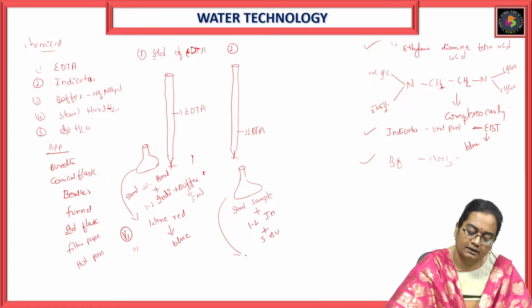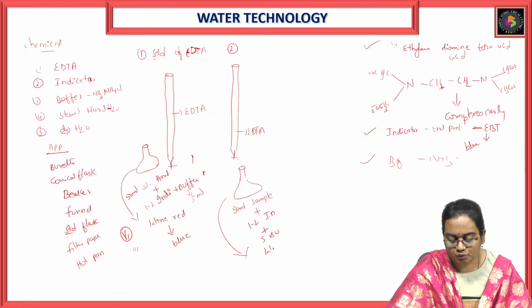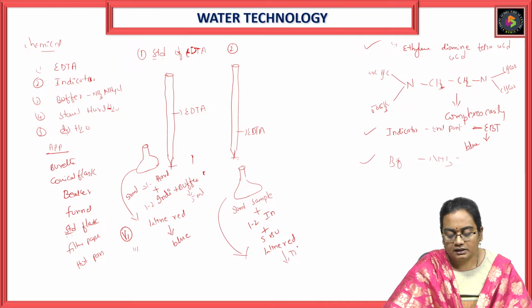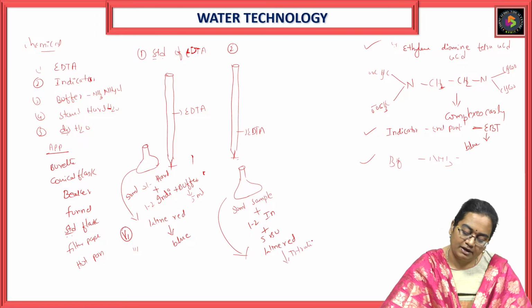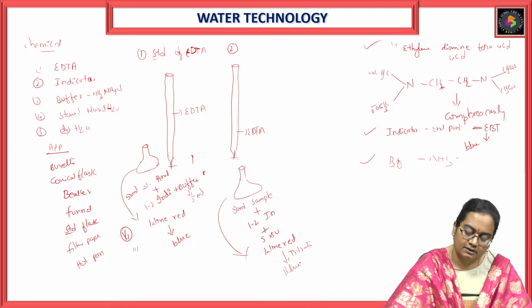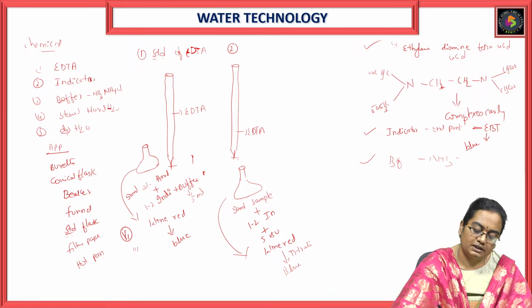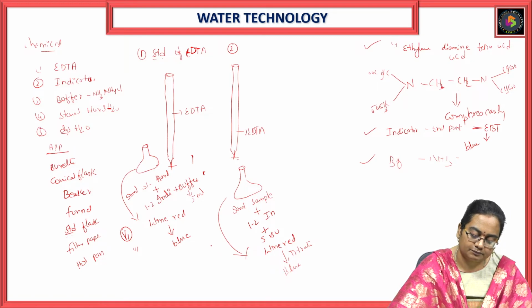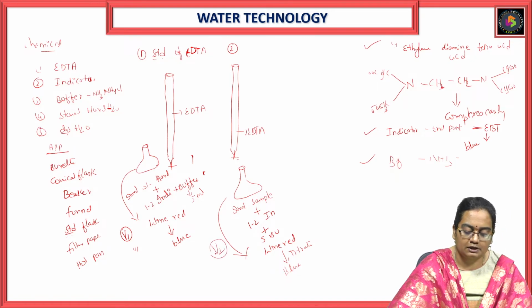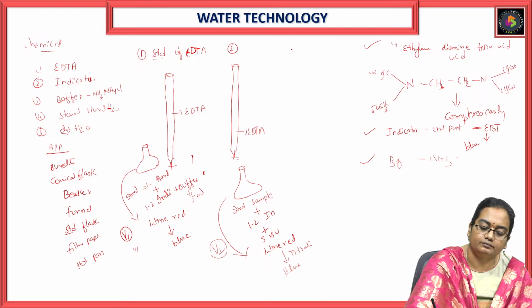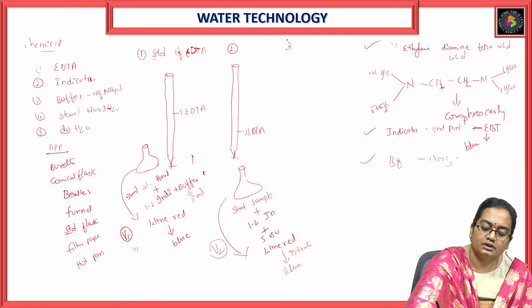Again, the solution changes to wine red color. Now titrate it against your EDTA. Then the wine red color changes to blue color. Repeat the experiment twice and note down the value. So you will get your V2 value from the second step. Now move on to the third step.